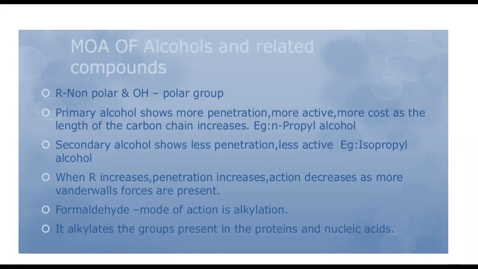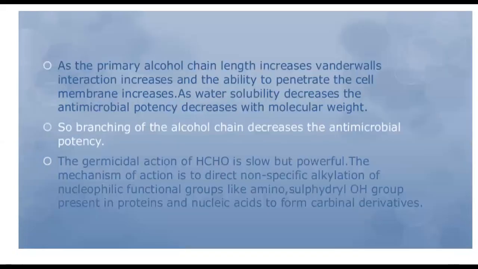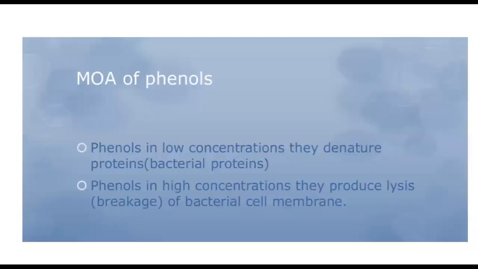Formaldehyde mode of action is alkylation, which alkylates the groups present in the proteins and the nucleic acids. As the primary alcohol chain length increases, van der Waals interaction increases, and the ability to penetrate the cell membrane also increases. So as water solubility decreases, the antimicrobial potency decreases with the decreasing molecular weight. Branching of the alcohol chain decreases the antimicrobial potency. The germicidal action of formaldehyde is slow but powerful, and the mechanism of action is direct non-specific alkylation of nucleophilic functional groups like amino, sulfhydryl, hydroxyl present in proteins and nucleic acids to form carbonyl derivatives.